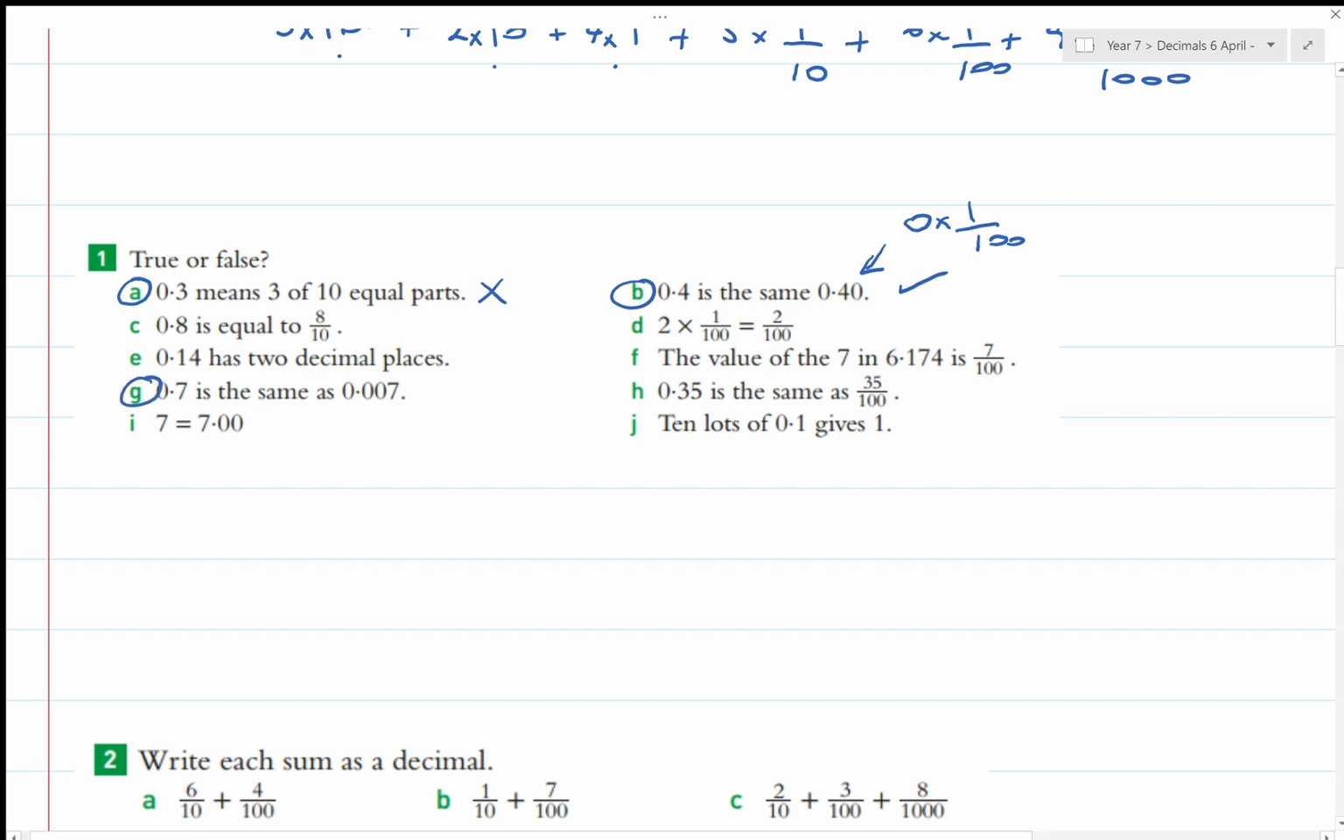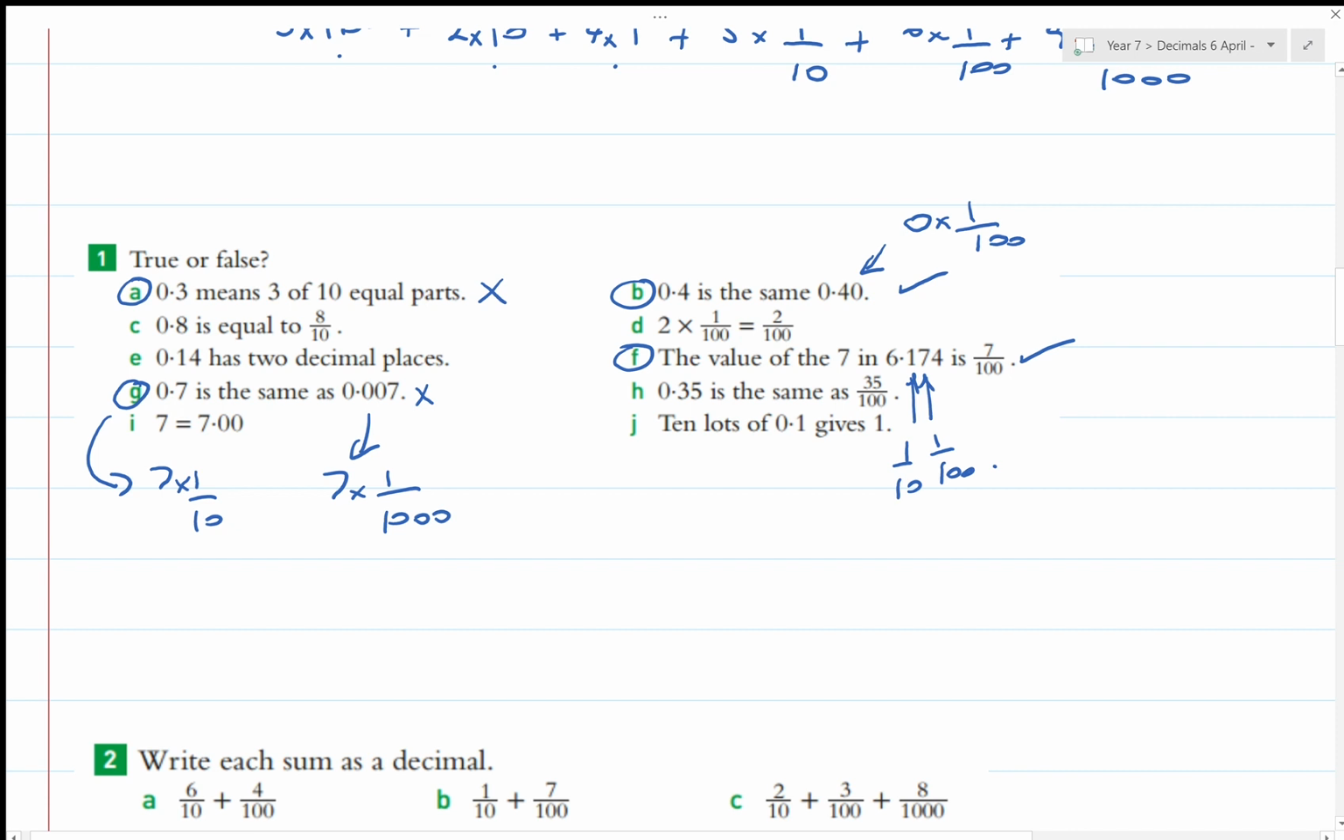What about this one? Is 0.7 the same as 0.07? Well, no. This is 7/10. This is not 7/10. This is 7 100ths. So they are different. What about this one? The value of 7 in 6.174 is 7 100ths. Well, yes, because this is 1/10. The next one after 1/10 is 1 100th, and there's 7 of them, 7 100ths.